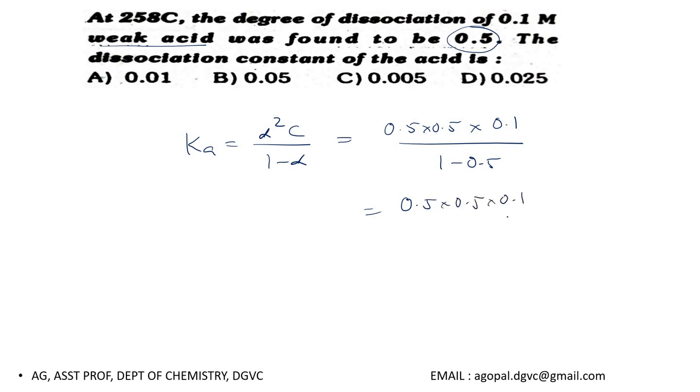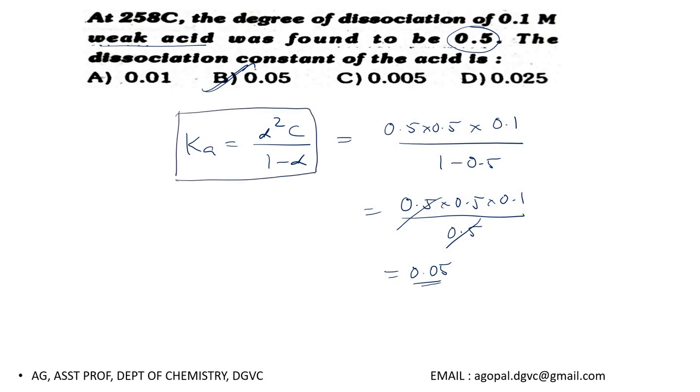So keep the numerator as such; 1 minus 0.5 is 0.5. Cancel 0.5 with 0.5. If you multiply 0.5 into 0.1, you'll get 0.05. So 0.05 is the correct option for this question. Very simple one. If you remember the Ostwald dilution law formula, you can easily calculate the value of Ka.